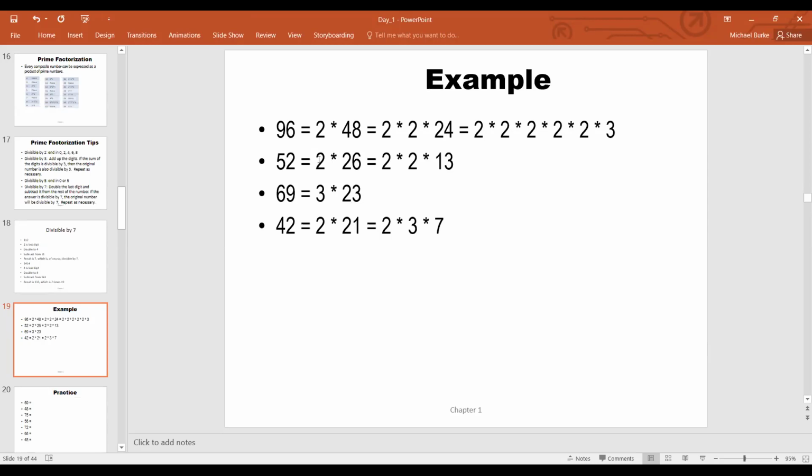52 is an even number. Divide 2 into 52, you get 26. Divide 26, that's even, by 2, you get 13. 13 is prime. That's where we end. 69: the digit sum is divisible by 3, therefore the number is divisible by 3. 3 into 69 is 23. 23 is prime. 42 is an even number. 42 divided by 2 is 21. 21 is 3 times 7, so we got 2 times 3 times 7.